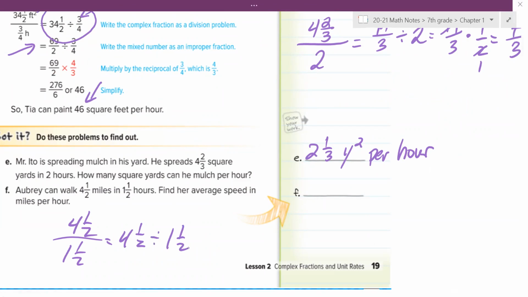So I have 4.5 divided by 1 1/2. And I just get 3. So Aubrey averages 3 miles per hour. 3 miles per hour.